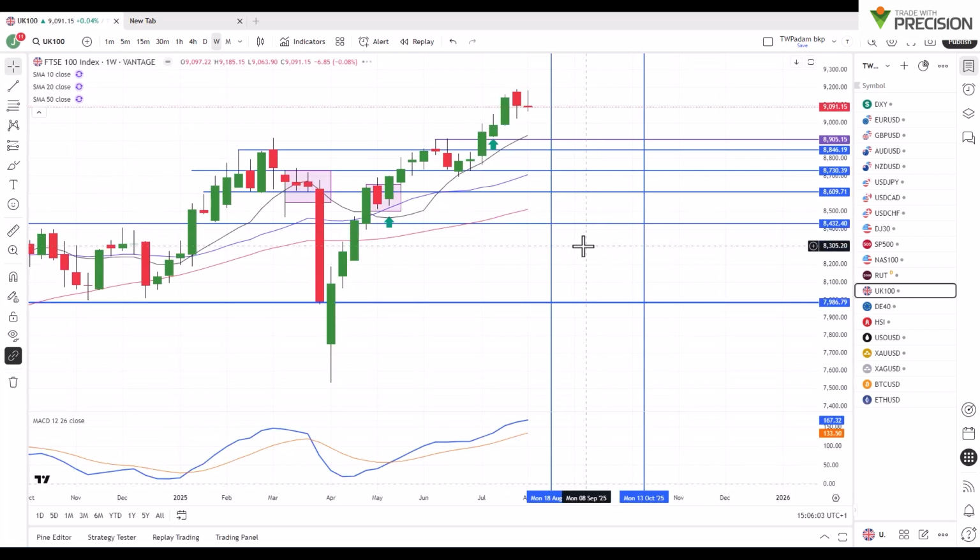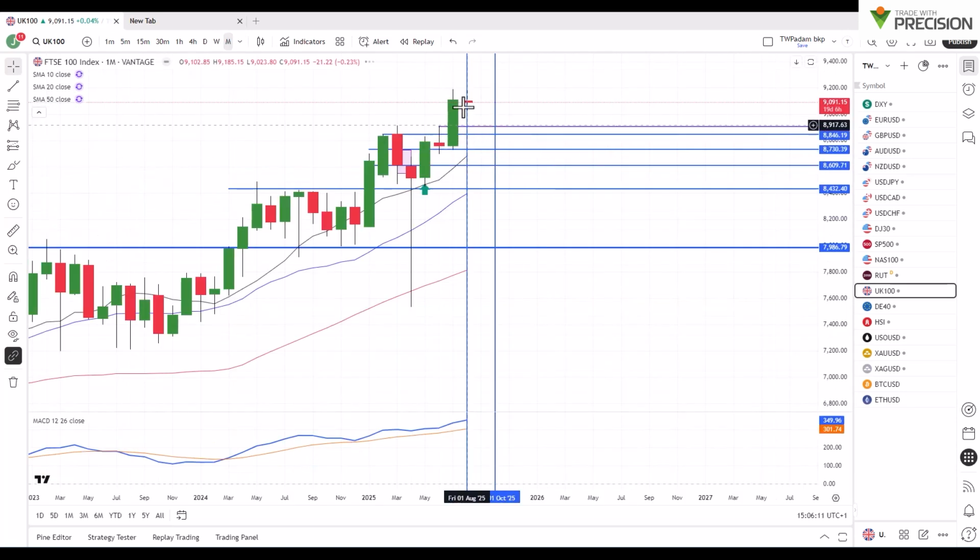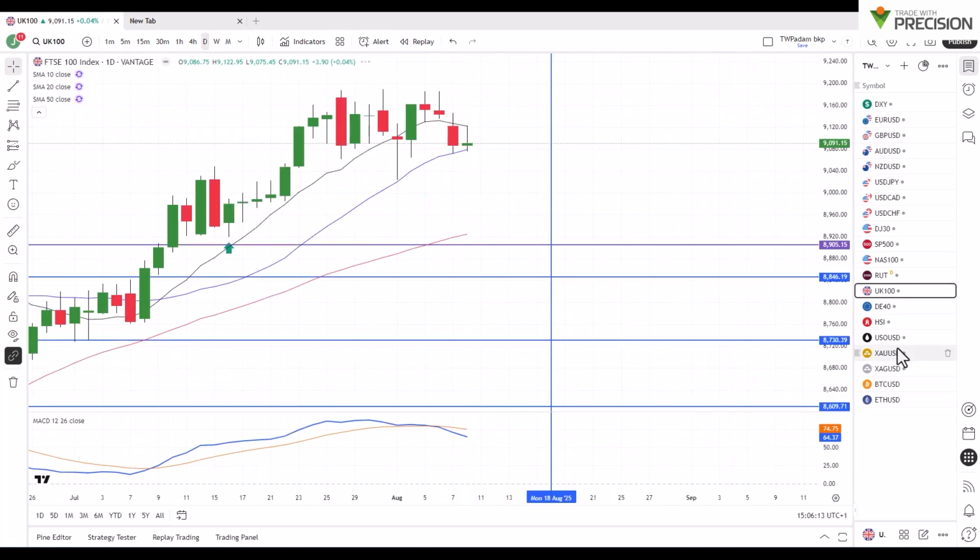If we have a look at the FTSE, we move away from the US. If we break the low here, we might have a small correction back down towards the moving averages. But in every other respect, this is looking particularly bullish. We've got a bit of a consolidation here with a little bit of bearish divergence, so we may well have a small correction.